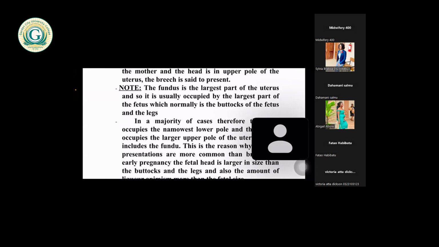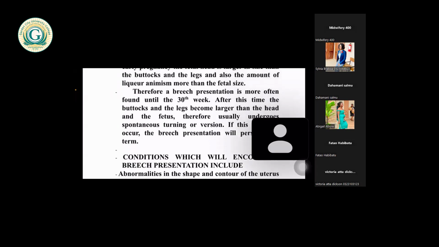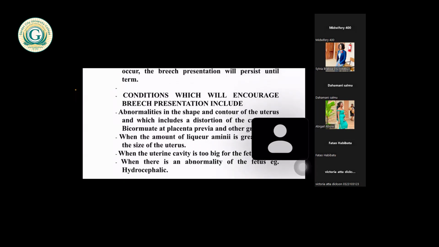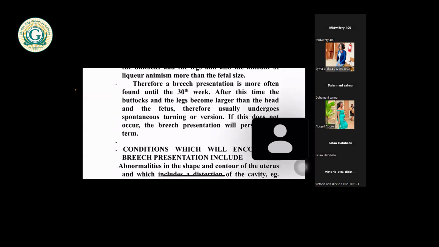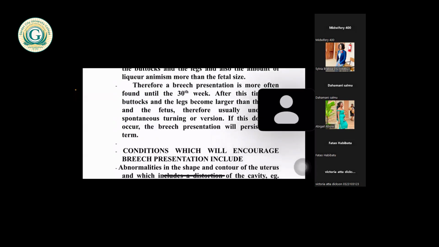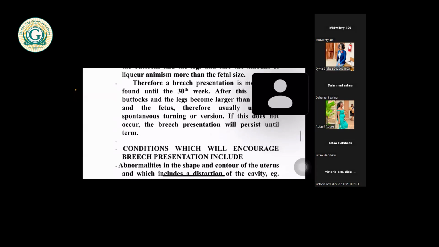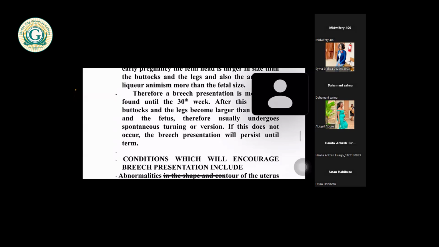The fundus is the largest part of the uterus, and so it is usually occupied by the largest part of the fetus, which normally is the buttocks and the legs. So, can you mention some of the conditions which will lead to breech presentation? Twin gestation. Okay, what else? Polyhydramnios.